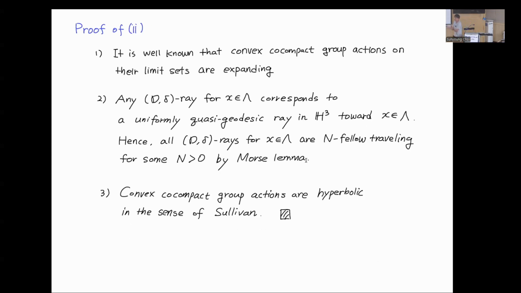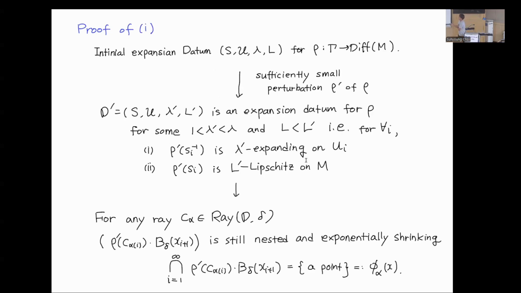Yeah, a ray in the Cayley graph. But you can prove that the ray is also a uniformly quasi-geodesic ray in hyperbolic free space, because the convex co-compact group is quasi-isometrically embedded into the hyperbolic free space. So how do we prove the stability of hyperbolic action in the sense of Sullivan?